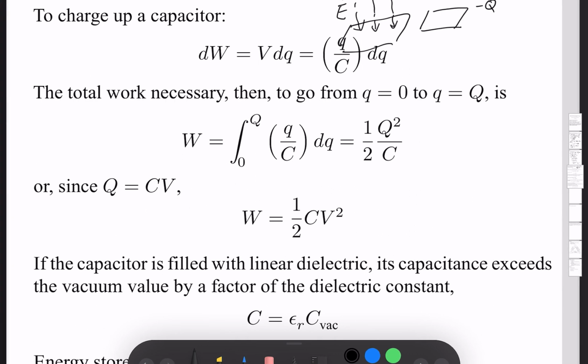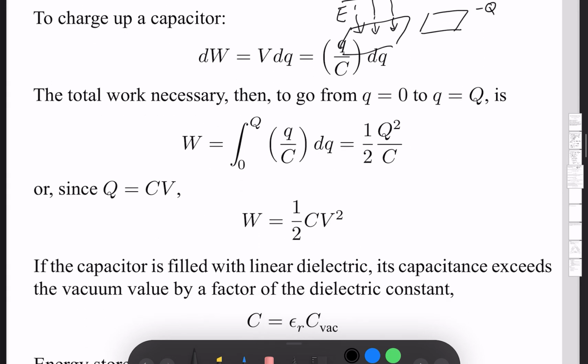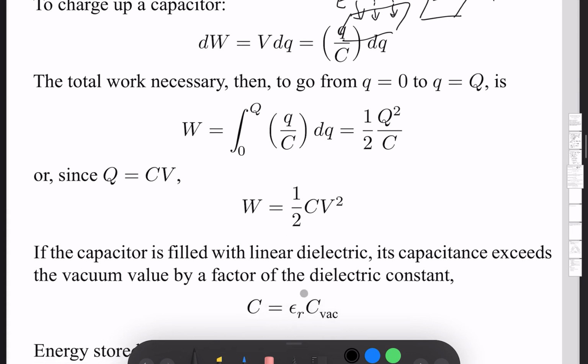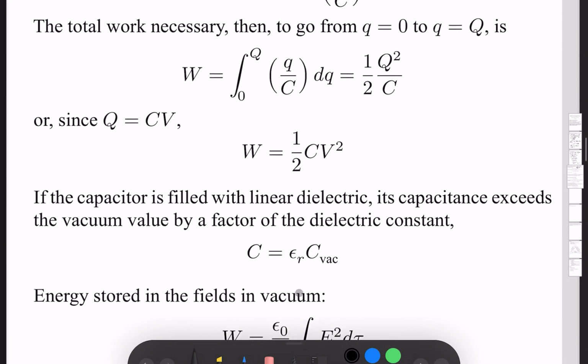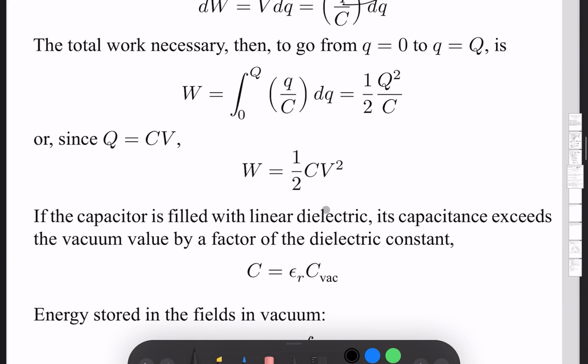I think you also get this expression from 2041, and now this is the case for a capacitor without any material inside. Remember that in the last lecture we discussed the change to the capacity if we insert a dielectric material. It simply multiplies the capacity by epsilon r. And then this means that the work, or the total energy stored in the field, should also be multiplied by epsilon r.